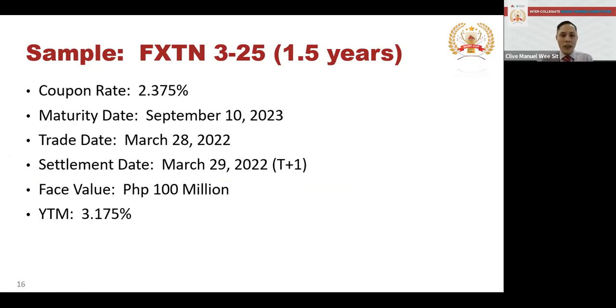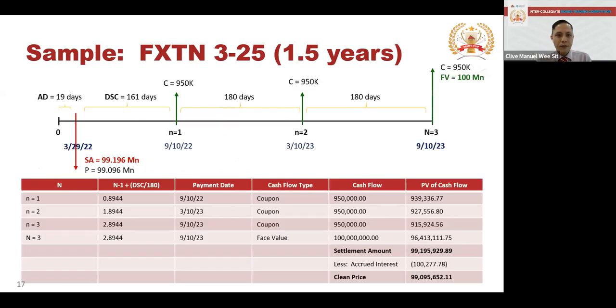So what are we going to try to do here? We're going to try to compute for two things: the settlement amount as well as the clean price. This is a cash flow diagram that shows you expected cash flows from this FXTN 3-25. For the first step, we want to create a cash flow diagram. I made this so that it's easier for us to illustrate the cash flows. A cash flow diagram shows you all future cash flows and the current cash flow.